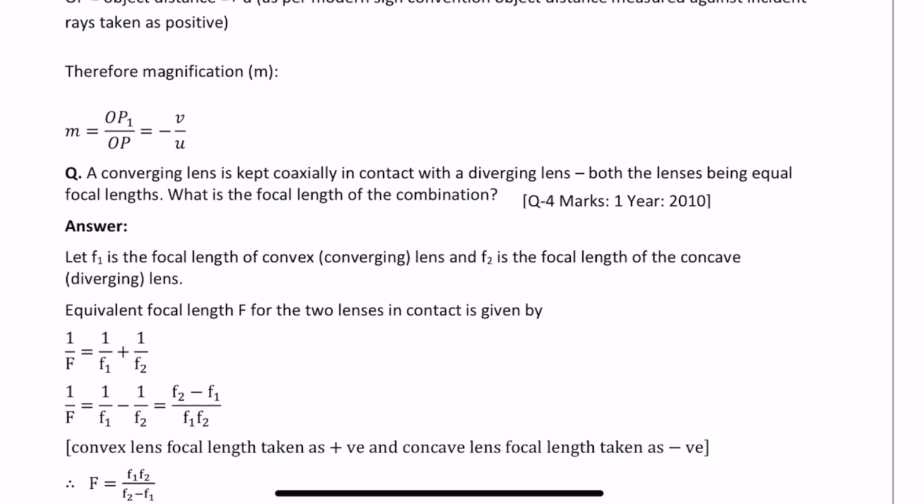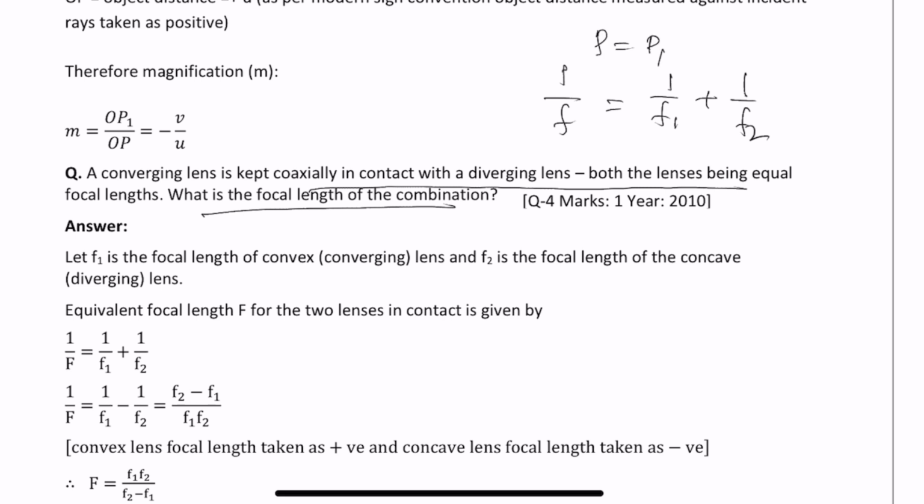Now next, this question. A converging lens kept coaxially in contact with a diverging lens is a combination of lenses. What is the focal length of the combination? The equivalent focal length is 1 by f equals 1 by f1 plus 1 by f2. Now it depends on which one is more. If they are in contact, the power is P1 plus P2. Now if one of the lenses is negative, the final focal length is f1 f2 by f2 minus f1.